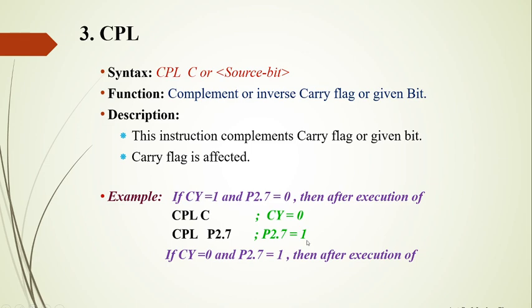If now the carry flag is equal to 0 and P2.7 is 1, then after execution of the instruction CPL C, as initially carry flag is 0, after execution of this instruction it becomes 1, and as initially P2.7 is 1, after execution of the instruction CPL P2.7 it becomes 0.